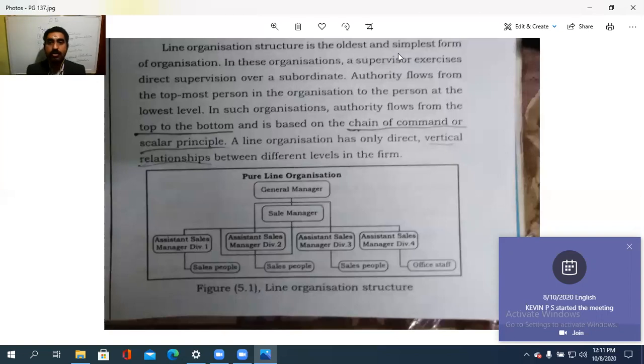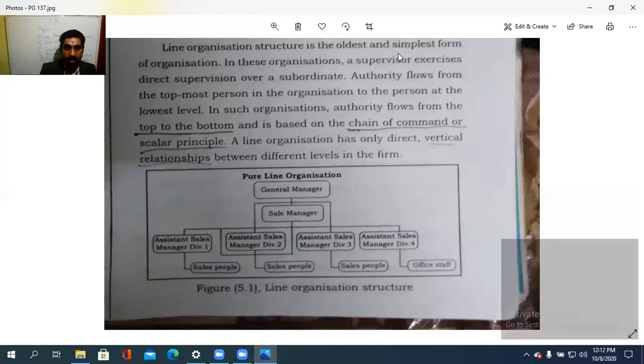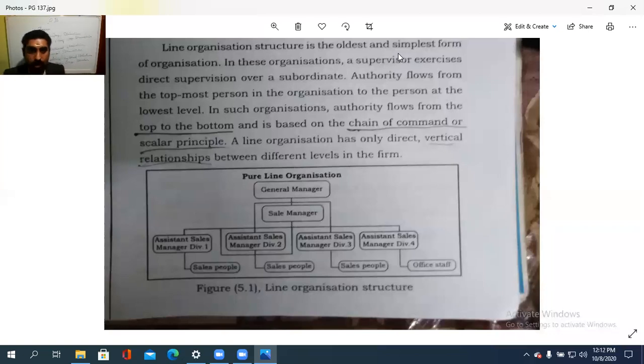So authority flows from the topmost person in the organization to the person at the lowest level. In such an organization, authority flows from the top to the bottom and is based on the chain of command or the scalar principle. I think all these are studied in principles of management in the first semester. That is, authority is flowing from top to bottom, so there should be some chain of command. Orders, like commands, should be delegated from the top to the bottom. So that is the case with the line organization structure.